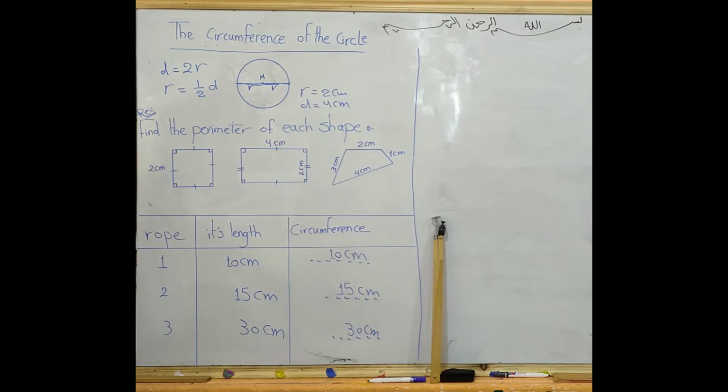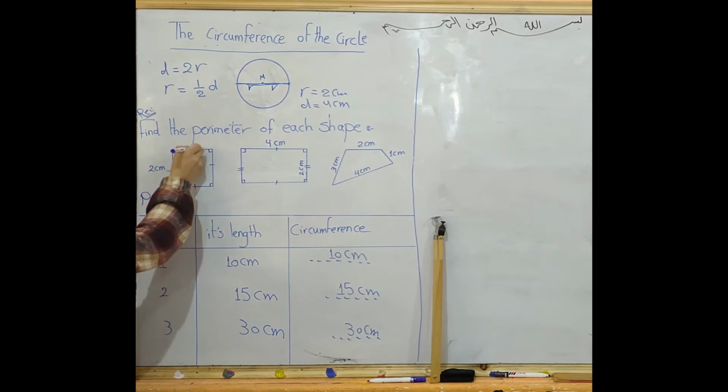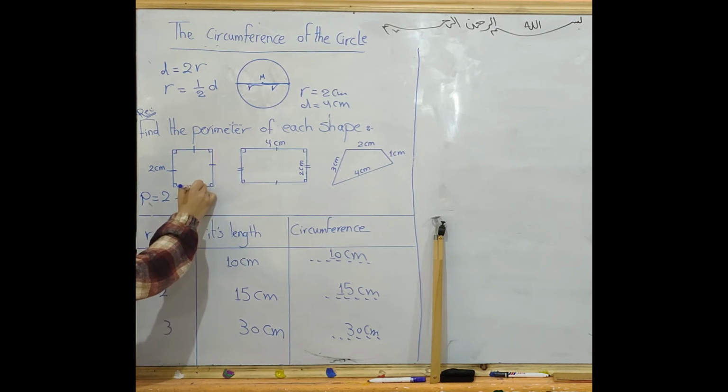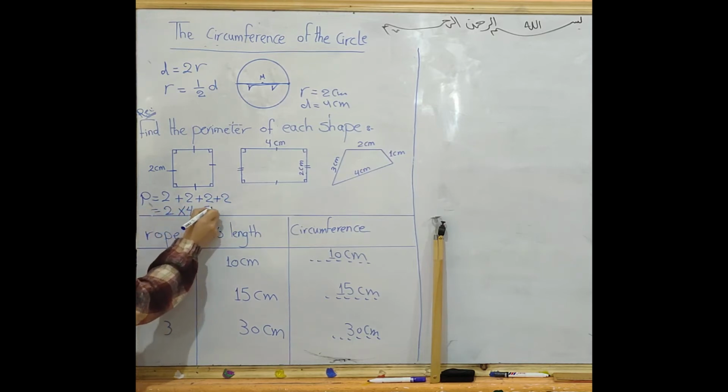Number 2, to find the perimeter of each shape. What is the meaning of perimeter? It is the sum of outside lengths. For example, to get the perimeter of this square, we know the sides of the square are all equal. So the perimeter equal 2 plus 2 plus 2 plus 2, or 2 by 4 equal 8 centimeter.